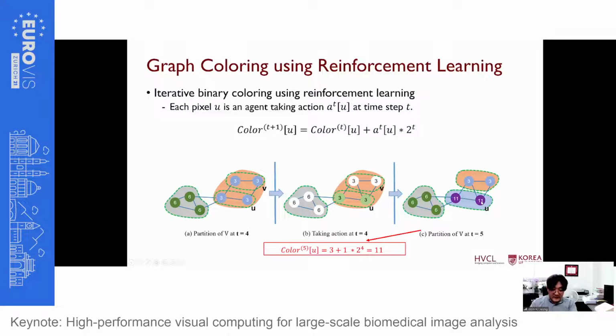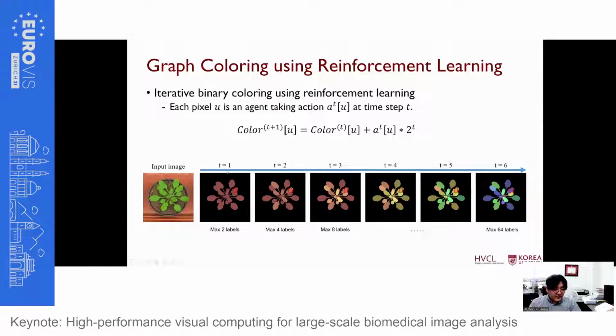The interesting idea we propose here is that whenever we make a decision, we generate a binary decision, either 0 or 1, which means at first we have only 2 labels. But next, we have 4 labels because 2 to the power of 2. Next, we have 8 labels, 2 to the power of 3. So basically, per each iteration, we generate the binary image and combine them together, and each pixel becomes assigned a single label. So this is the idea.